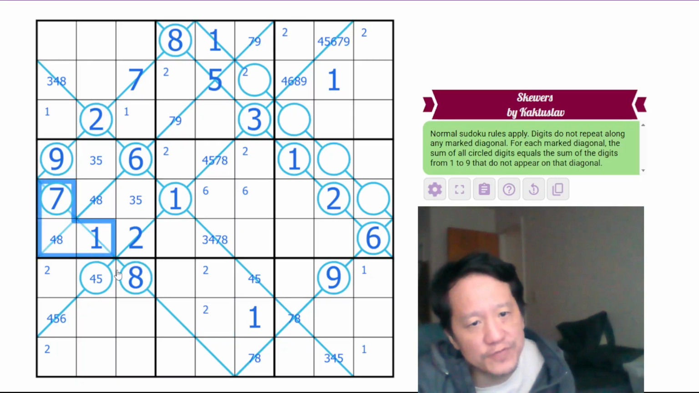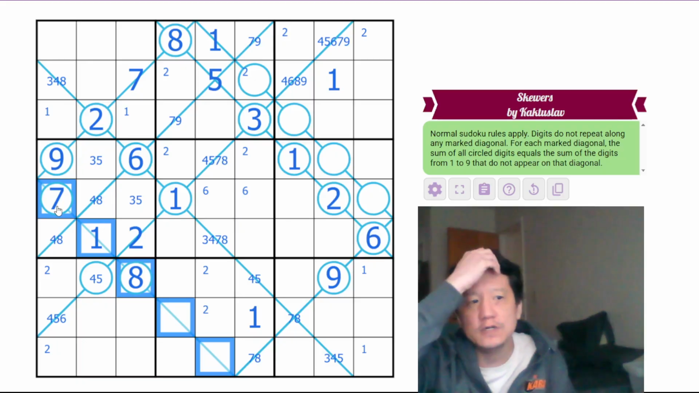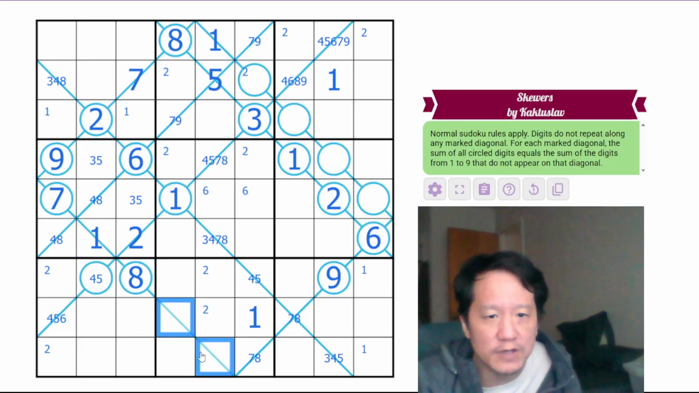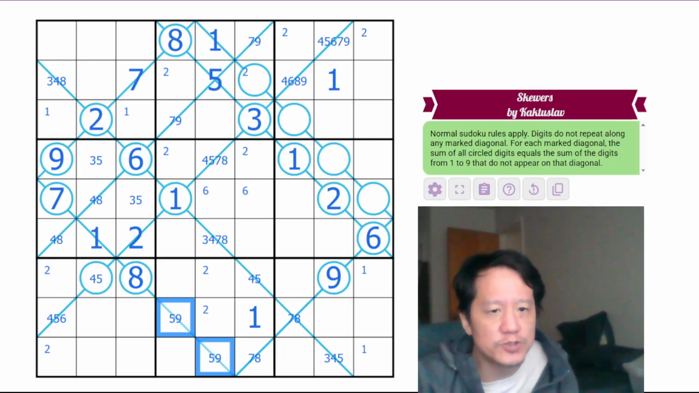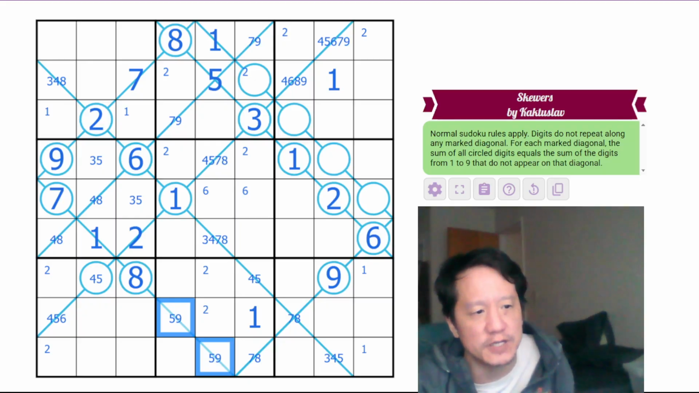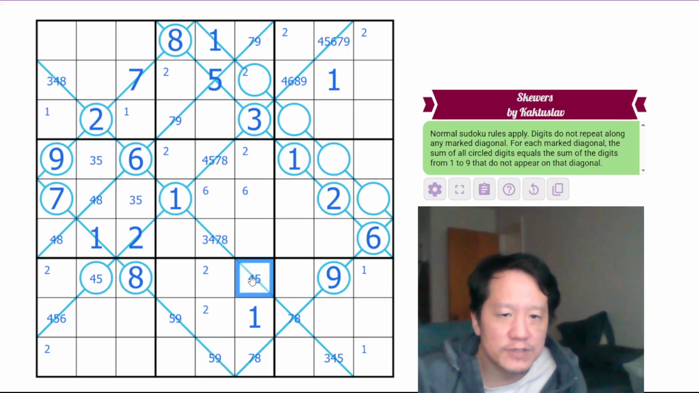So this adds up to 15, which means the digits not on the line must also add up to 15. So there are 4 digits, and I think it has to be 2, 3, 4, and 6. So this must be a 5, 9 pair here. Yep, 2, 3, 4, 6 is the only, without a 1, that's the only way to have 4 digits add up to 15. If they're unique, that 5, 9 pair eliminates 5 and 9 in the rest of the box. This can't be 5 or 9.